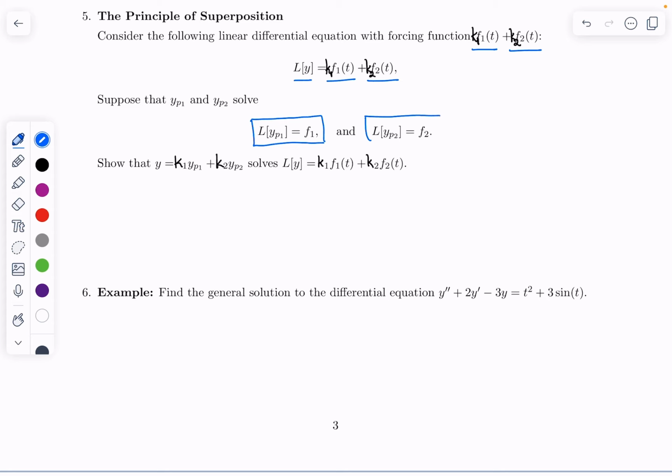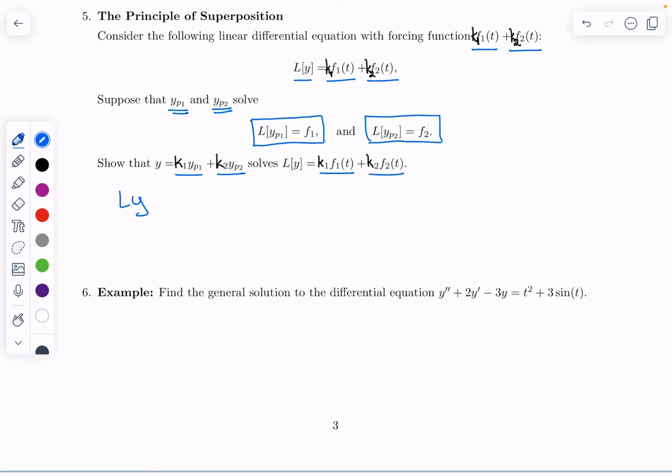But what if I happen to already know a particular solution to the problem Ly equals f1 and then Ly equals f2? So I know that yp1, that particular solution, solves Ly equals f1, and I know that yp2 solves Ly equals f2. So essentially, I solved for the two particular solutions separately. Well, then if I take a linear combination of the particular solutions, that will indeed solve Ly equals the same linear combination of the right-hand side. Let's see how that works.